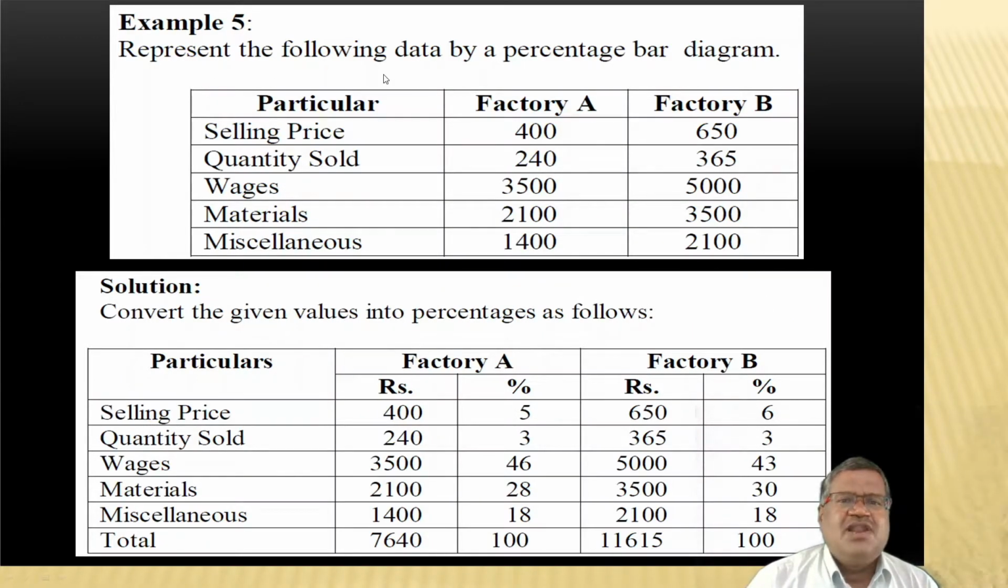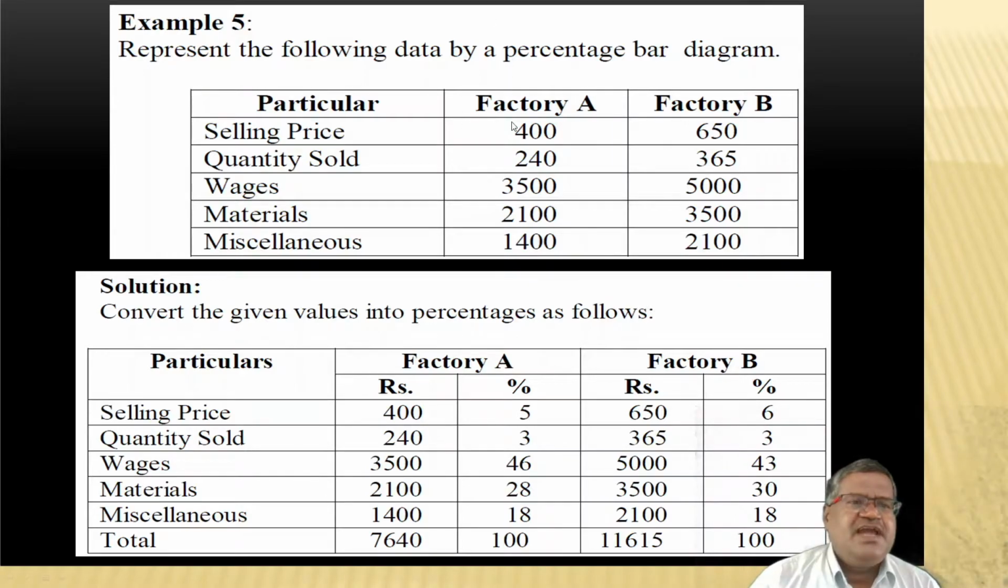Represent the following data by a percentage bar diagram. Here, particulars: selling price, quantity sold, wages, material, miscellaneous. These are the 5 components of the particulars. We have factory A and factory B here. We need to convert the component items into percentages.